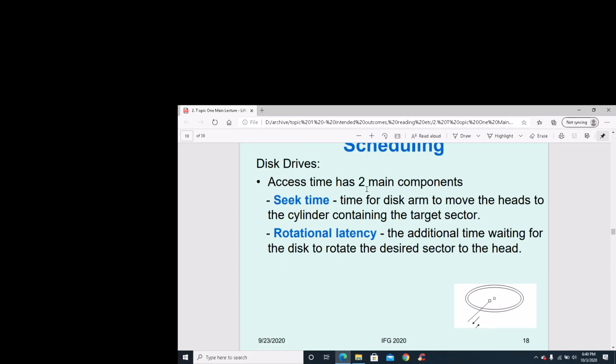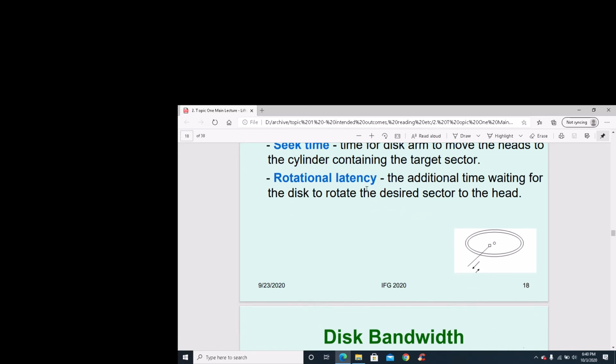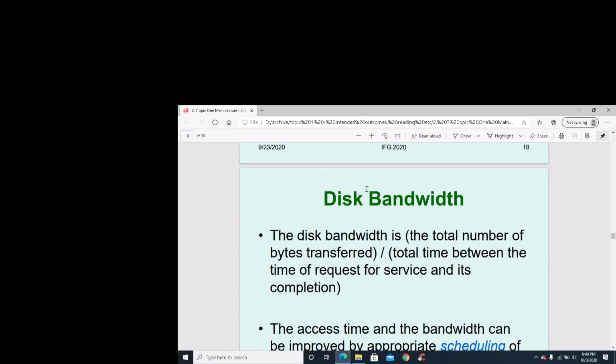How long? Well, it depends on how fast, doesn't it? How fast the disk is travelling. And the obvious question is, does the disk travel at uniform speed, or is there any kind of variation in the speed at which it travels?